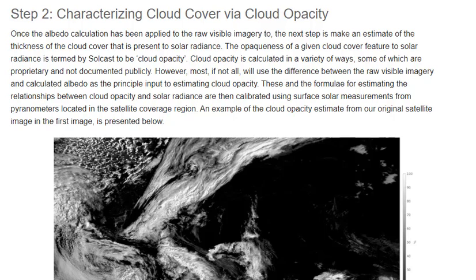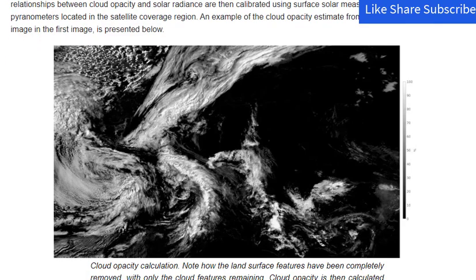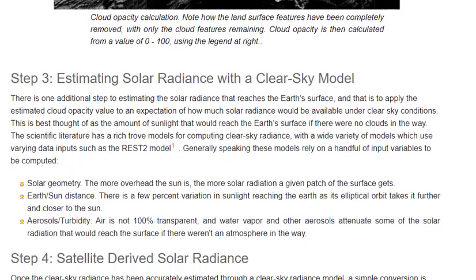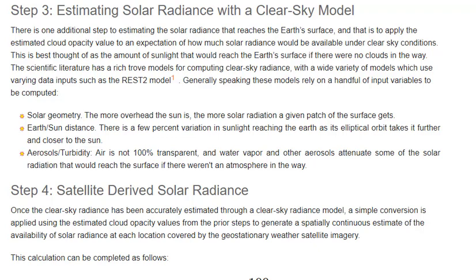However, most, if not all, will use the difference between the raw visible imagery and calculated albedo as the principal input to estimating cloud opacity. These and the formulae for estimating the relationships between cloud opacity and solar radiance are then calibrated using surface solar measurements from stations located in the satellite coverage region. An example of the cloud opacity estimate from our original satellite image is presented below. Cloud opacity calculation. Note how the land surface features have been completely removed, with only the cloud features remaining. Cloud opacity is then calculated from a value of 0 to 100, using the legend at right.